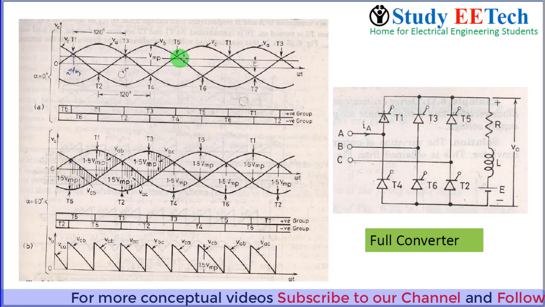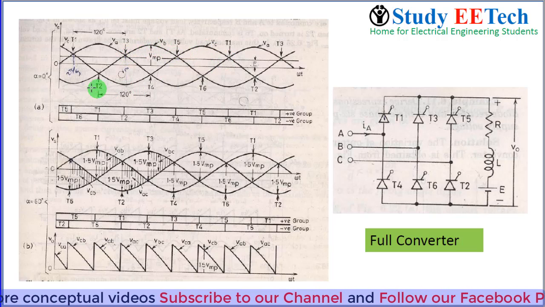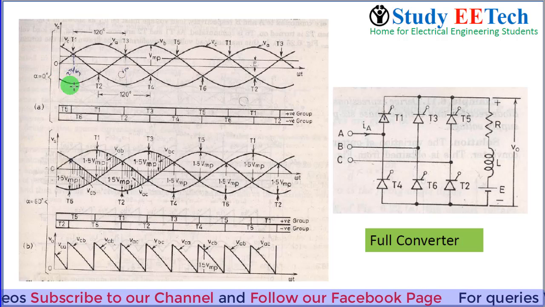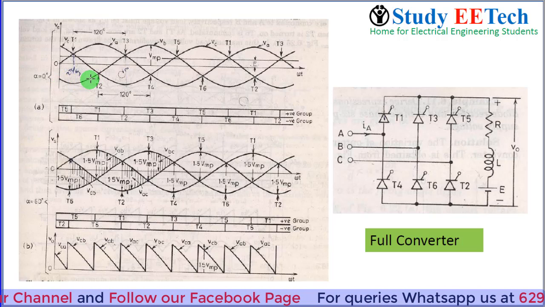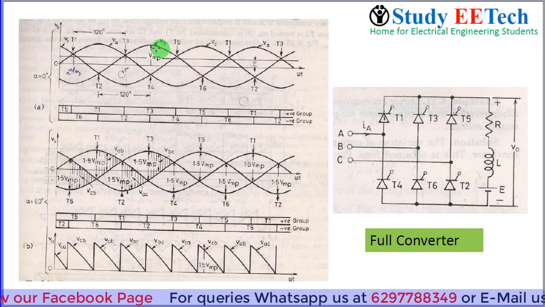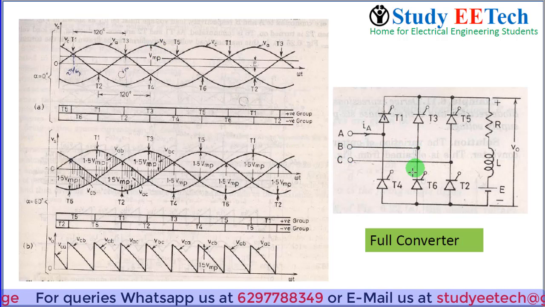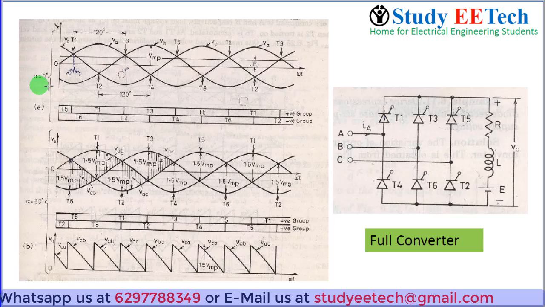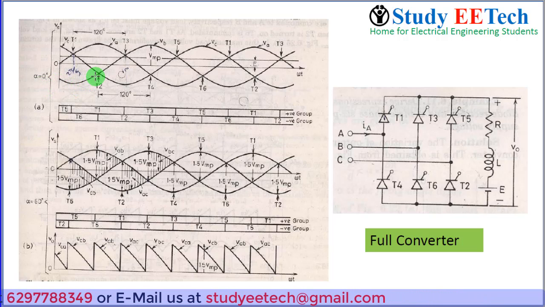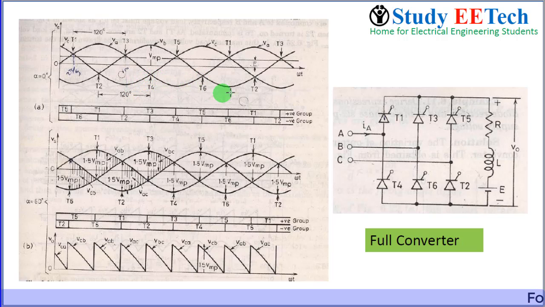Similarly T3 will be here, T5 will be here, and in the lower half, from this point to this point, this is the lowest potential, which is nothing but the voltage B. Voltage B, the lower element is T6, so T6 will be forward biased here, and right after this point this voltage is going to be the least potential, that is VC. So T2 in the lower half will be forward biased from this point to this point and this will subsequently go on.